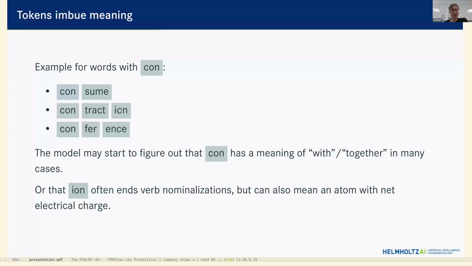There's also a special case here. We also had this ion token, and often ion in the English language ends nominalizations of verbs, as for example in the contraction case. So the model can learn that when a word ends in ion, it's a noun of a certain verb. But ion is also its own word, right? It's an atom with net electrical charge. And the model has to infer out of context which of the two meanings is actually given to this token. But thankfully, because we trained them on so much data, they just managed to do it.